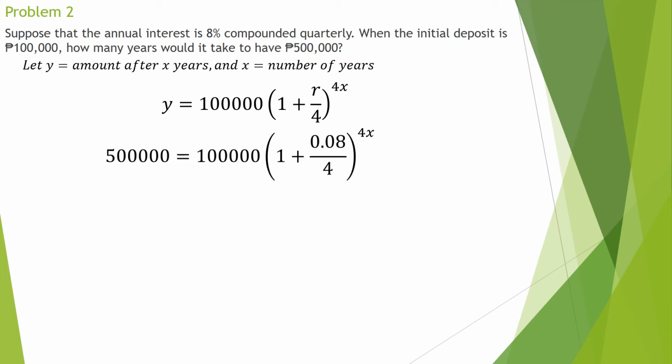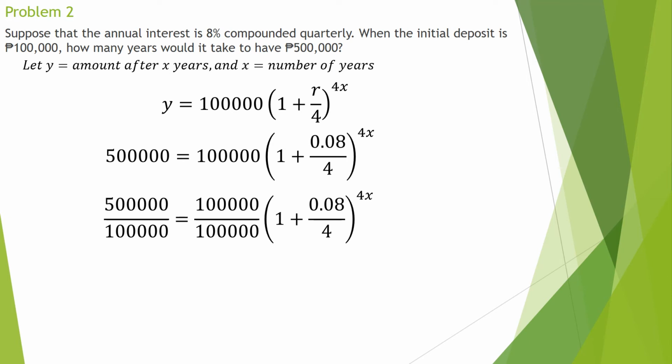So let us substitute. y is given, the amount after x years will be 500,000, and the x years isn't given, and that's what we are going to solve. And then the rate is 0.08, that is 8%. And then let's solve. So we divide both sides by 100,000. So this becomes 5 equals 1 plus 0.08 over 4 to the power of 4x.